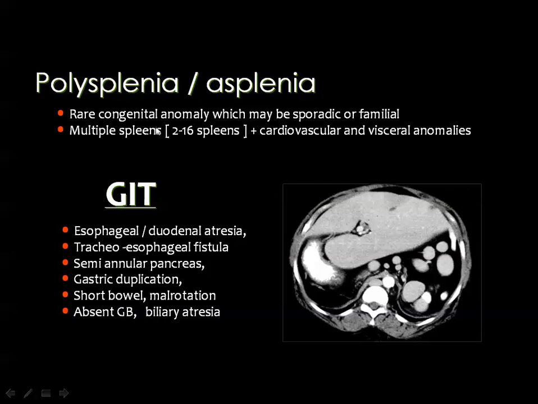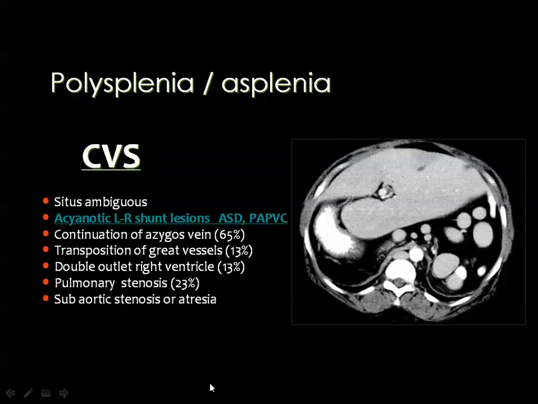The polysplenia and asplenia syndromes are associated with numerous congenital anomalies in the gastrointestinal tract and in the cardiovascular system. In the GIT, there are a lot of lesions, including esophageal and duodenal atresia, tracheoesophageal fistula, annular pancreas, gastric duplication, bowel malrotation, absent gallbladder, and biliary atresia.